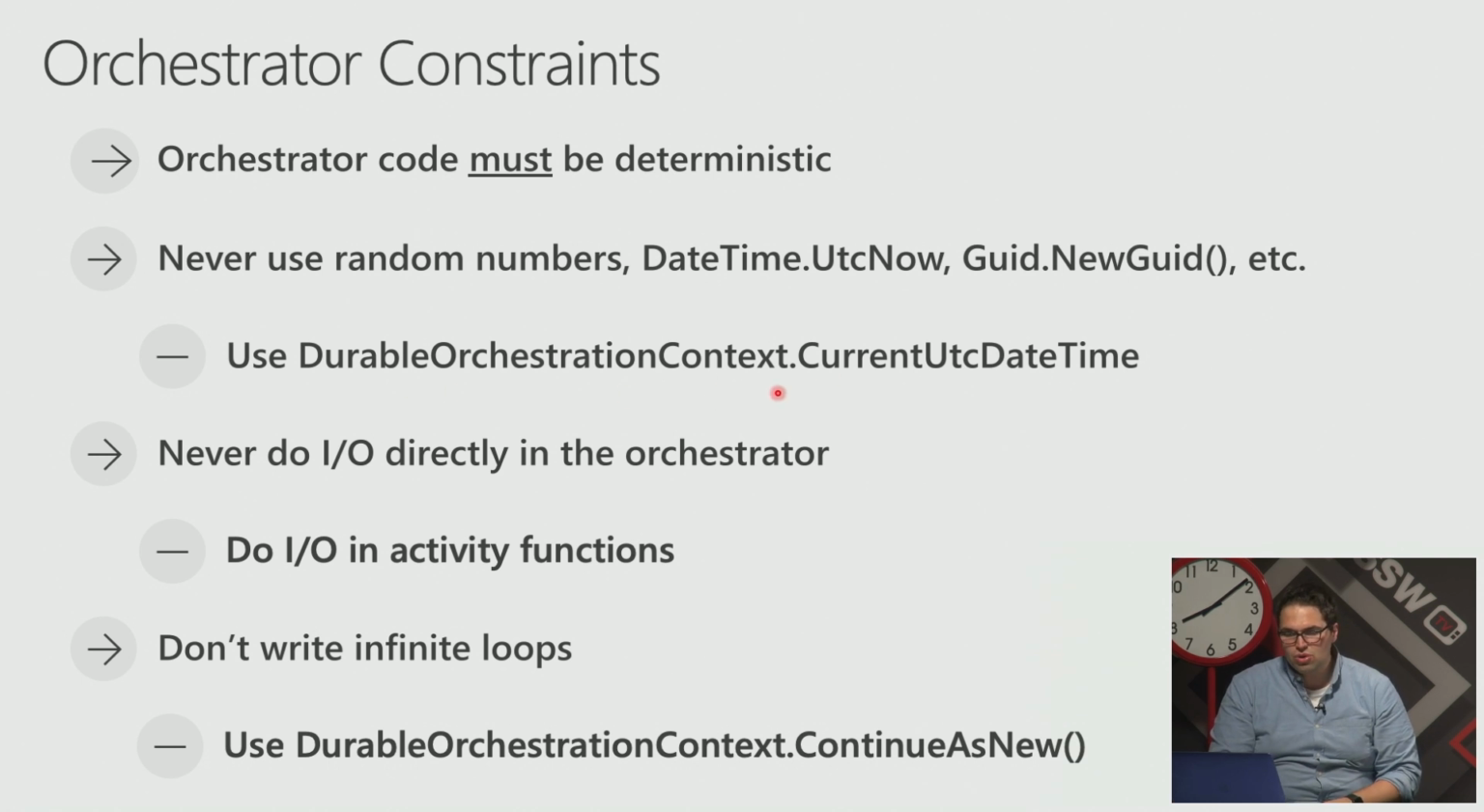So we give you some tools, like we give you, hey, here's the durable orchestration context's current UTC datetime, which is a way for us to get time where we'll give you the same time every time it replays. I mentioned don't write infinite loops, don't do I/O. Any of these things, you just need to make sure you're aware of them from a perf point of view and from a, we need to make sure all the replays are deterministic.